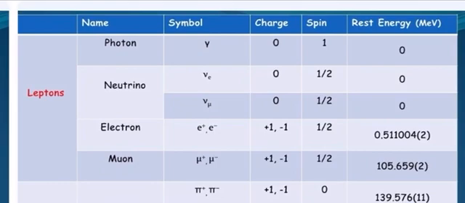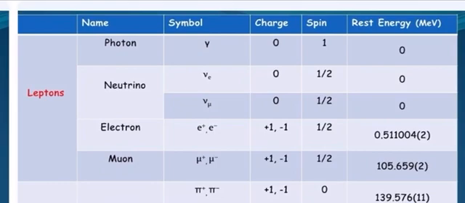In these leptons we are going to discuss first the photons. We already know that a photon is a chargeless particle, its spin is 1, and it has zero rest energy, meaning its rest mass is 0, and hence its rest energy will also be 0. Next one is the neutrino. We have two types of neutrino, nu e and nu mu. Their charges will also be 0, their spin is half, and the neutrino also has rest energy equal to 0.